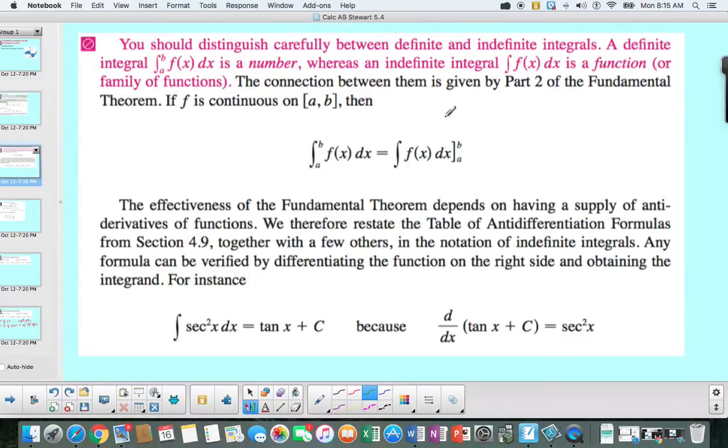We want to distinguish between definite and indefinite integrals. And again, when you put the limits of integration, that gives us a number, where when you don't put the limits of integration, it represents the family of functions. So this is a definite integral because of the limits of integration. This is an indefinite integral, and it provides the family of antiderivatives.